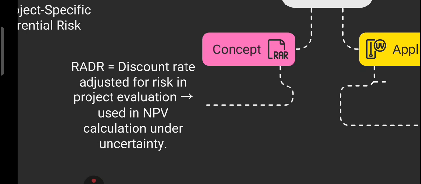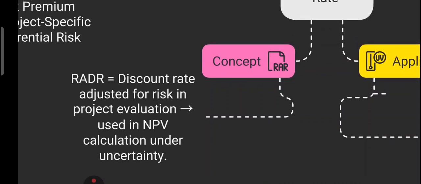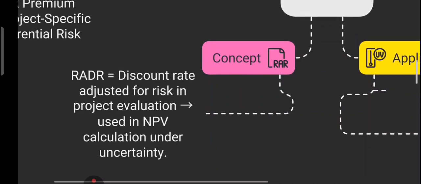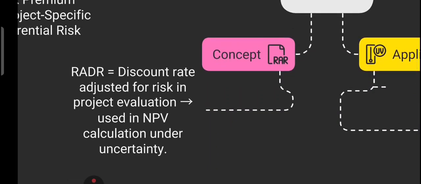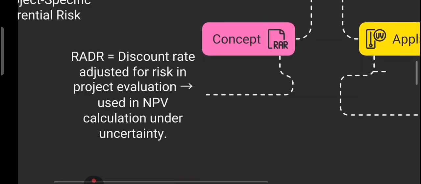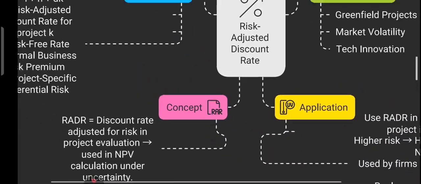It factors in not just the time value of money, but also the additional risk of a specific project. The beauty of NPV is that it takes the time value of money into consideration, and so far as RADR is concerned, it takes the time value of money into consideration, but in addition to that, it also takes the additional risk of a specific project. How? Let's have a look at the formula, and it will be very clear.